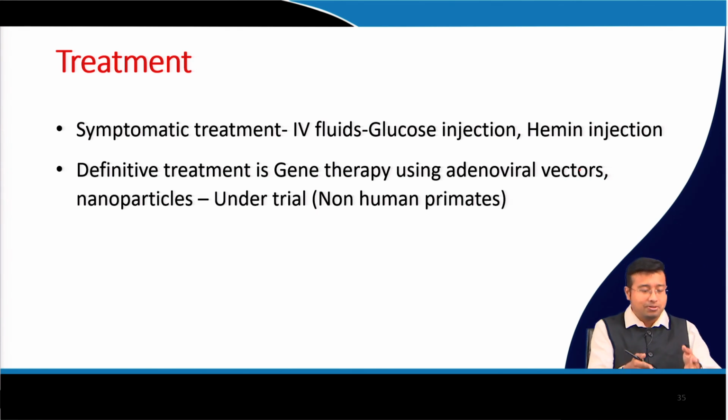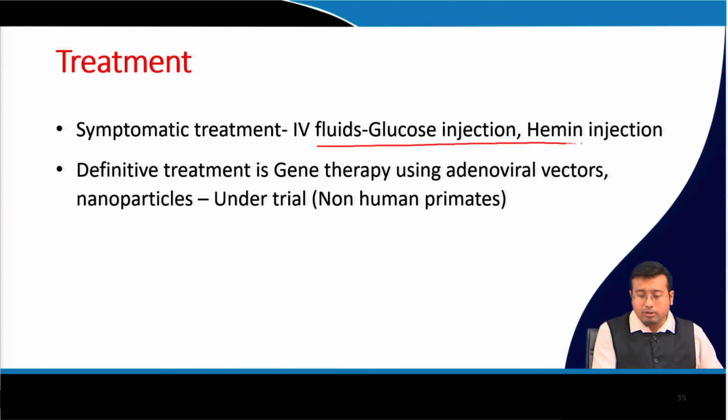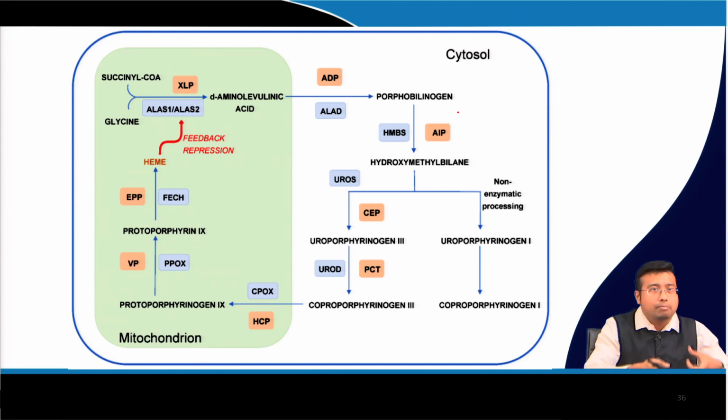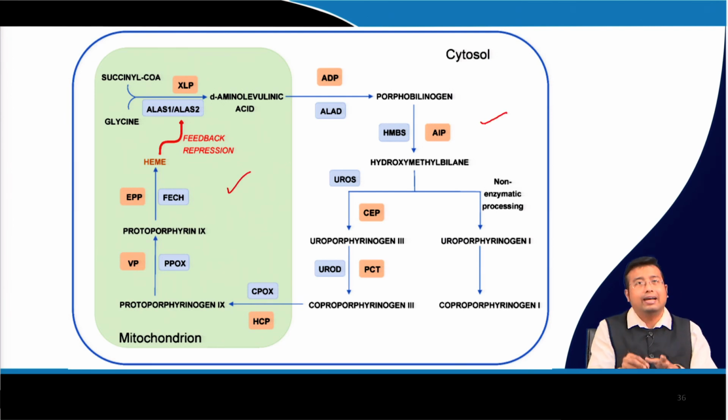And lastly, to treat, basically symptomatic treatment with IV fluid, glucose injection, hemin injection, that have already been discussed, to alleviate the acute symptoms, and the definitive therapy is gene therapy, by which you can replace the dysfunctional gene to code the proper enzymes, but that is still under trial in non-primate animals. So, this is the final slide where you can see the pathway of heme synthesis, that partly occurs in the mitochondria and partly occurs in the cytosol. All the enzymes in abbreviated form and their corresponding porphyrias have been shown. It is very important that you draw this pathway on your own, and by now you should already know what the abbreviations are and what the specific porphyrias are.